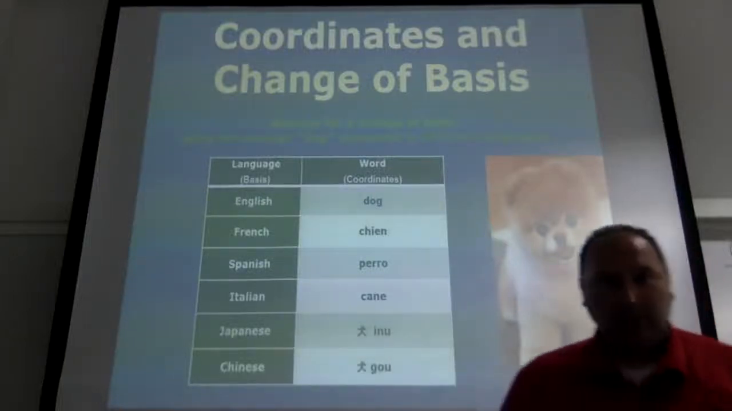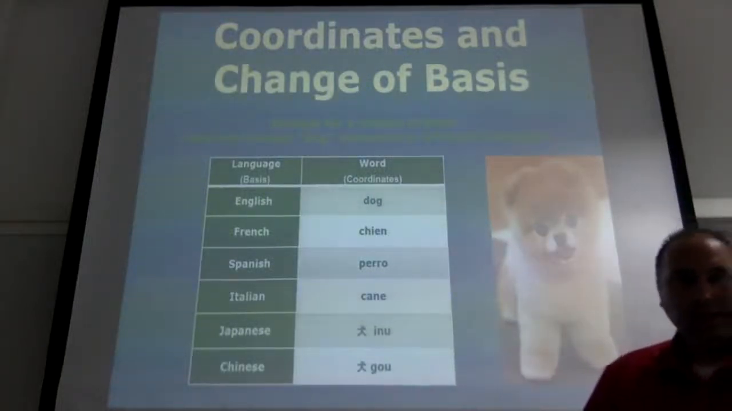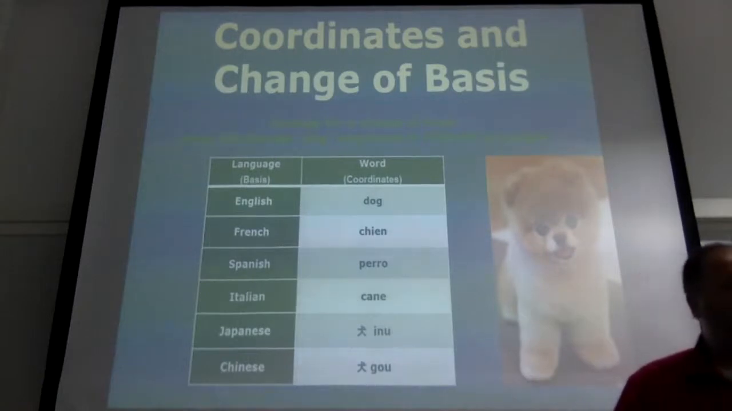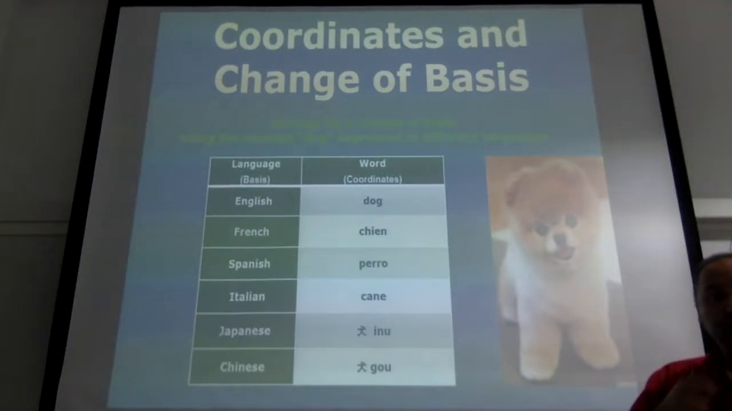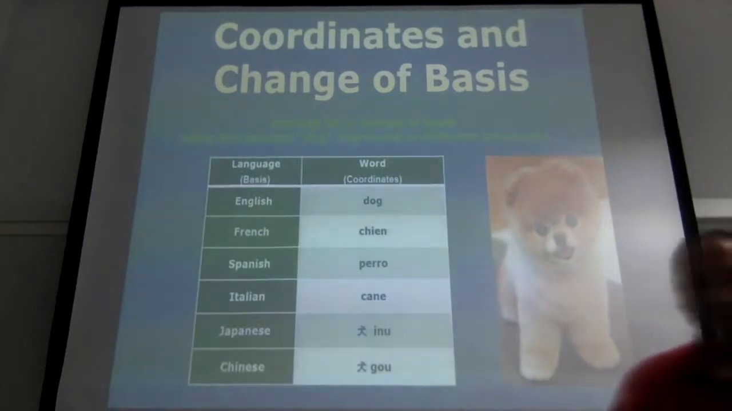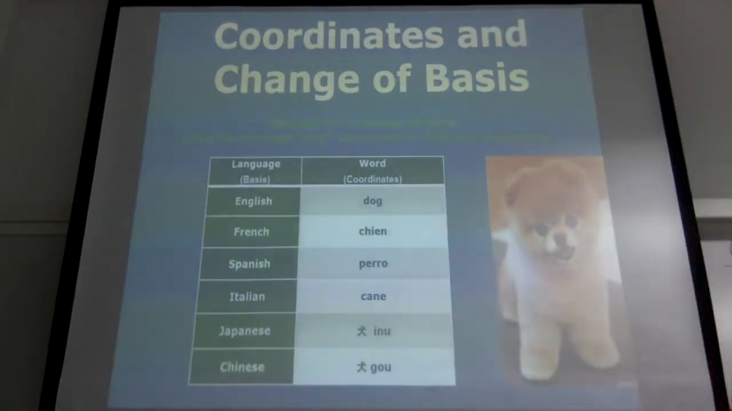Hello people, so we are in chapter 4, section 6, coordinates and change of basis. We are going to start with an analogy so you understand exactly what's going on. It's very simple if you understand what's going on.